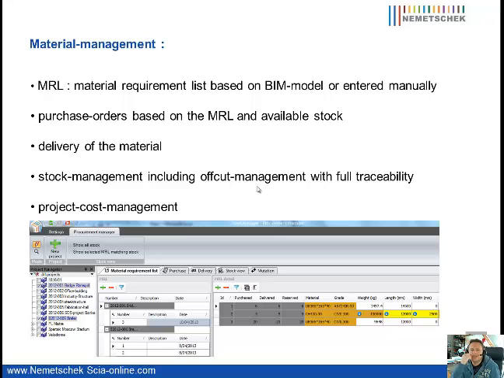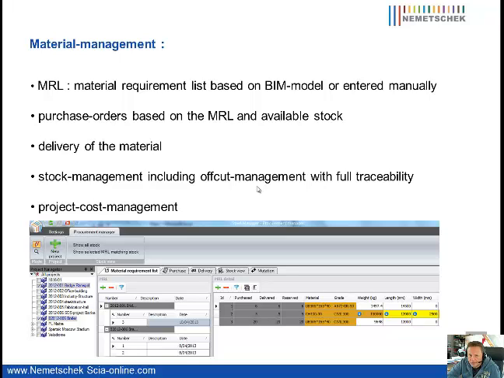So in fact what we try to do is material management. So everything starts of course with what we call the MRL, and MRL is the material requirement list, which will be entered manually or extracted out of the BIM model, which can be the structural engineering software or can be the detailing software. Now based on this MRL, automatically it will check the available stock if you want to, and or create the needed purchase orders you have to do in order to fulfill the MRL.